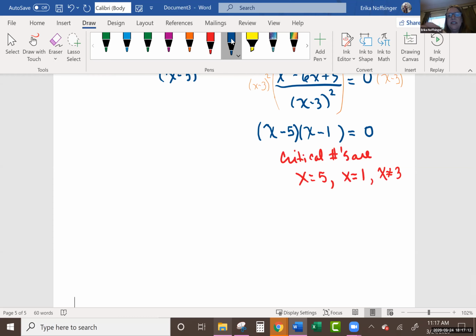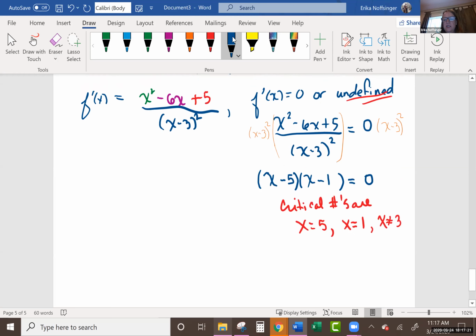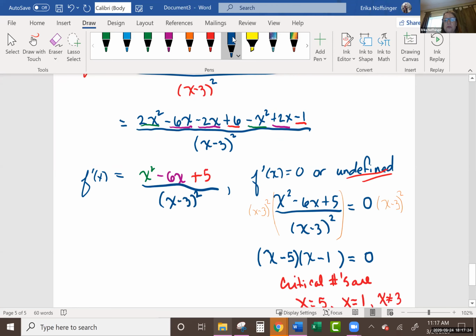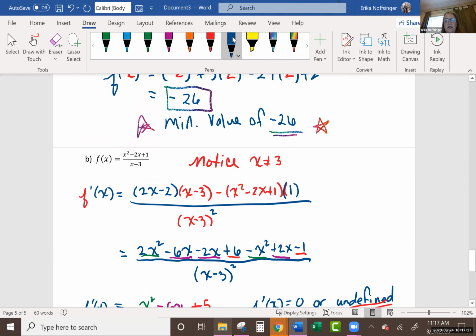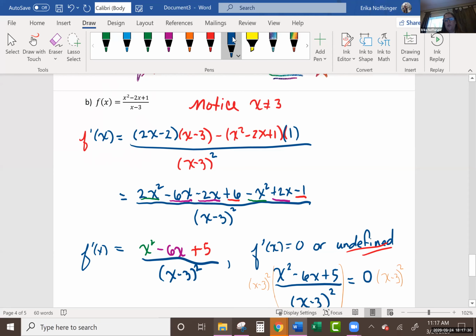Okay, so now we need to test intervals left and right of our critical numbers to see what's going on. Before we do that, let's go back up to our original function. Do you guys know what's happening when x equals 3? So recall graphically, if you have a rational function, values which set the denominator equals 0 and not also the numerator were vertical asymptotes. So back up here when x couldn't be 3, x equals 3 is a vertical asymptote.